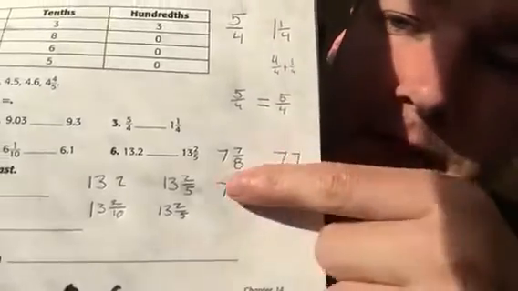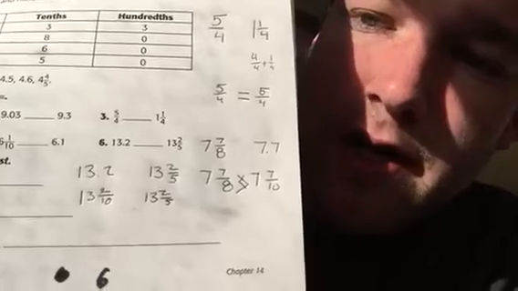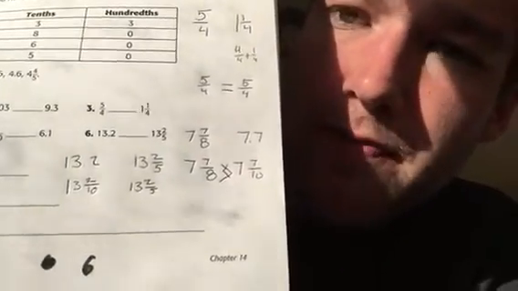Since our top numbers, our numerators, are both 2's, it can be really easy to picture which one is bigger. So think of a pizza, and if we cut that pizza into 5 slices, and then we had another pizza that we cut into 10 slices, which pizza would have the bigger slices? The one with 5 or the one with 10? Yeah, the one with 5, right? They'd be twice as big as the one with 10. So if I have 2 slices of each, I would have more of the one with 5 slices. So 13 2/5 is bigger.